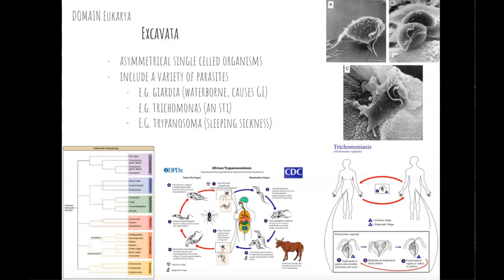Another one are the trichomonads, and these ones cause an STI, a sexually transmitted infection that can cause some pain and some oozing and some other things in your pelvic area. And then the last one are the trypanosomes, which cause sleeping sickness, and they are transmitted by the tsetse fly. So that ends our discussion of the simple eukarya, and in the next lectures we're going to talk about basal plants, fungi, and the animal kingdom.